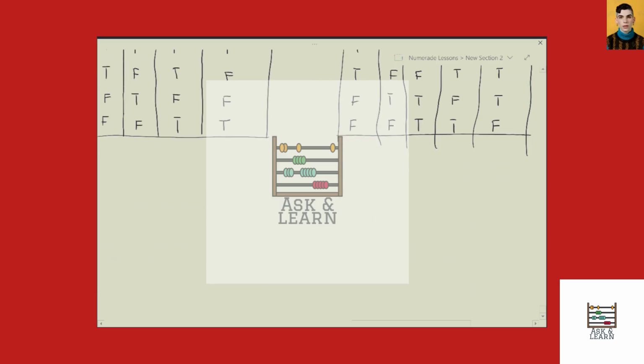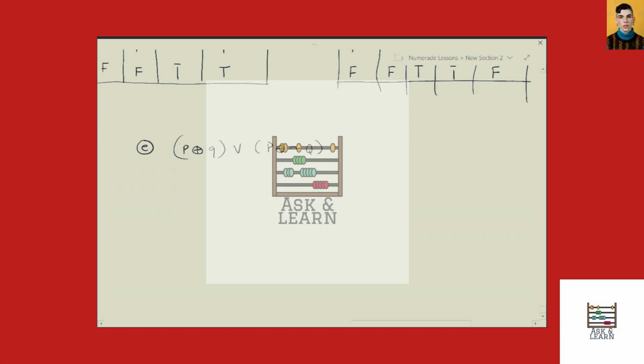All right, so let's look at the E part, that is P and Q exclusive, a P or Q exclusively, and P or the negation of Q. Right, so here we know we have P, we have Q. Okay, then here we'll be having a negation of Q.